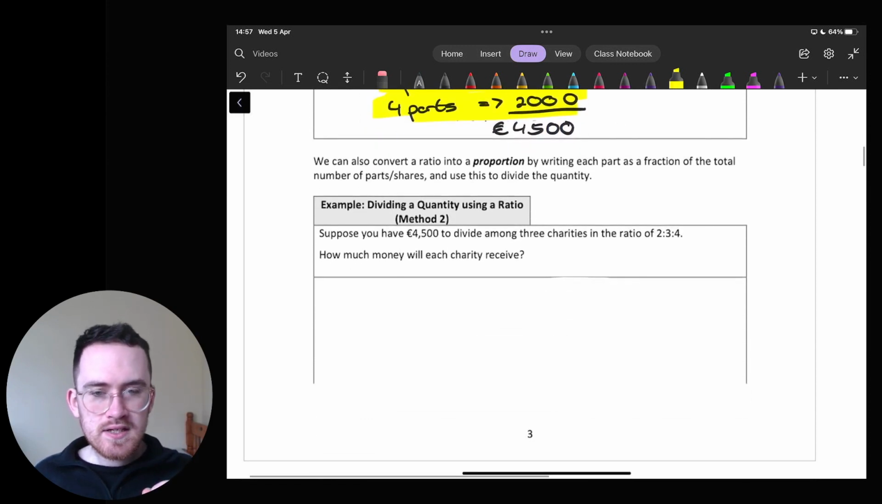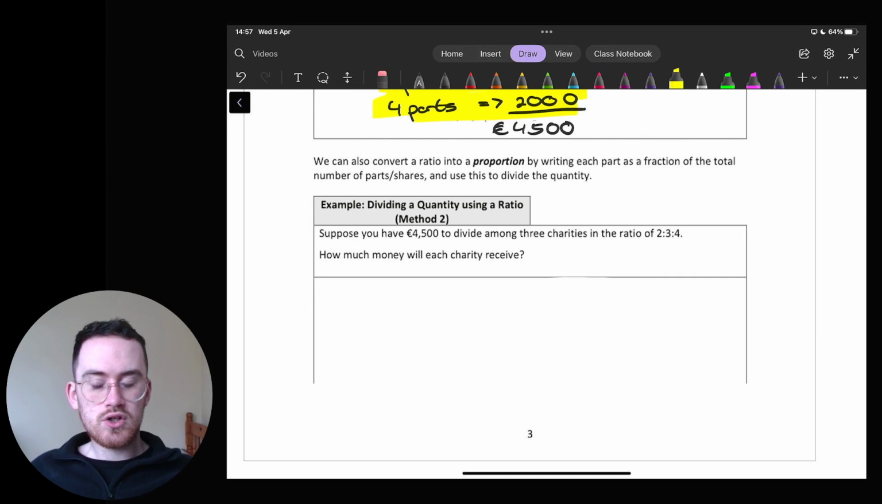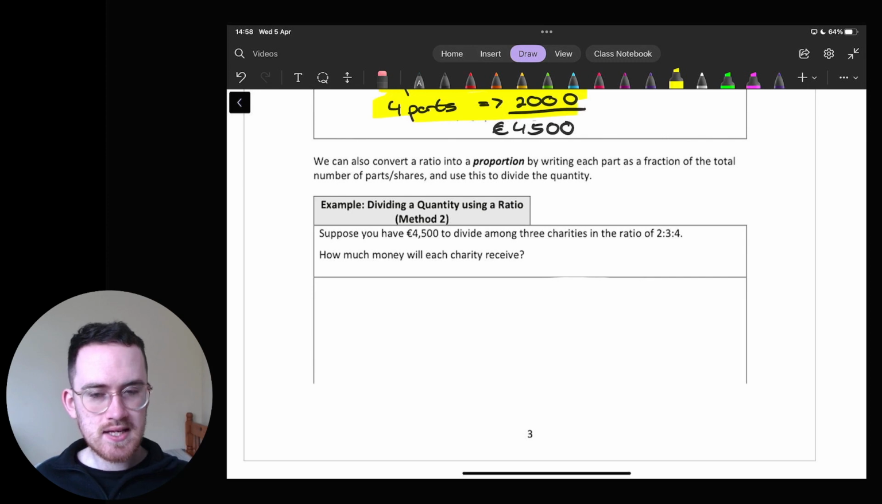Another slightly different but related way to do this is to use what we'd call a proportion. So proportion would be to take our ratios and rewrite them in terms of fractions. So we can use what we've done in the previous part and work out the total amounts and the total number of parts that I need, but then we take the ratios and rewrite them as proportions and say, well, in terms of a fraction, what fraction of the total amount will each charity get? And you'll see that we get the same answer either way.